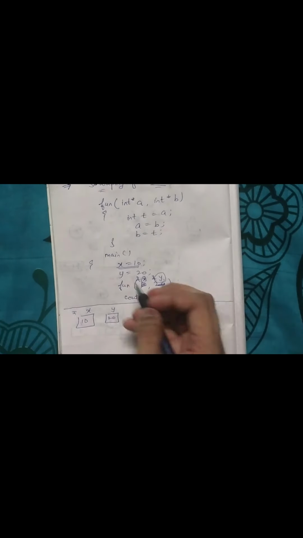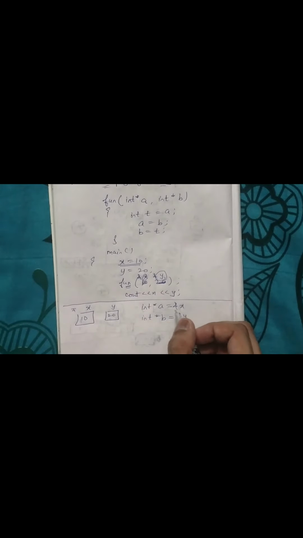Now when I call this function with &x and &y, what actually happens is int *a is assigned this and int *b is assigned this. So now a is pointing to x, which means a has the address of x, suppose 200, and b has the address of y, suppose 300.